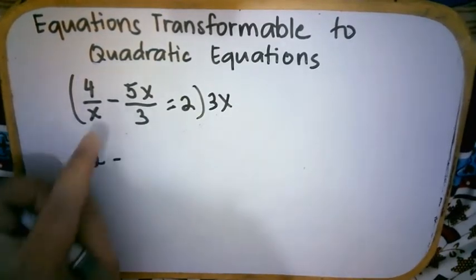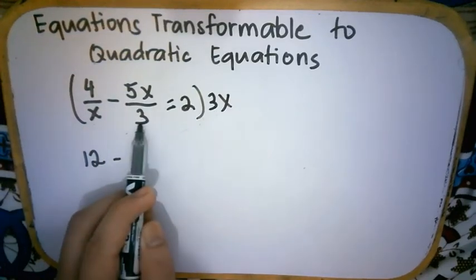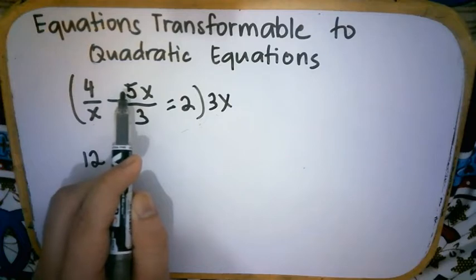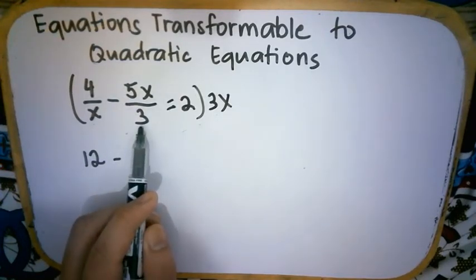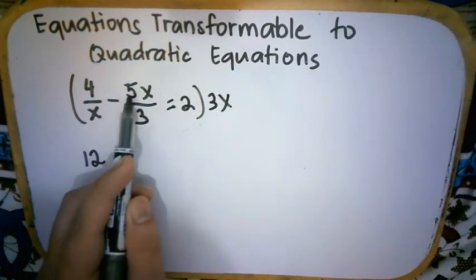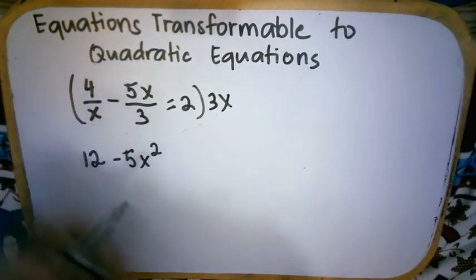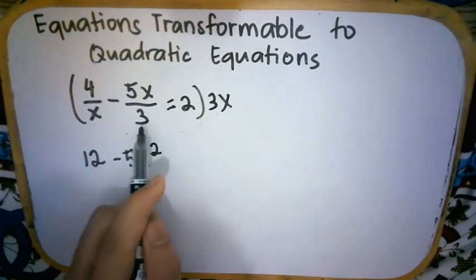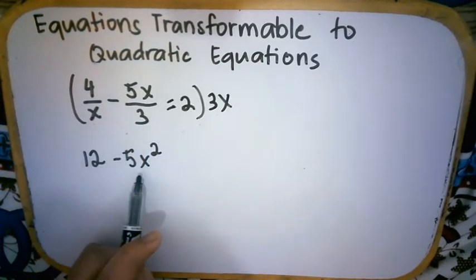And then minus, again, divide by the denominator and then multiply by the numerator. 3x divided by 3 is x. And then times 5x, we have 5x squared. Ulitin natin. 3x divided by 3 is x. And then x times 5x will be 5x squared.